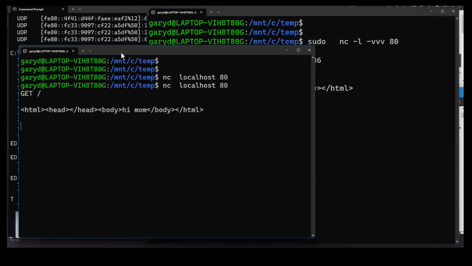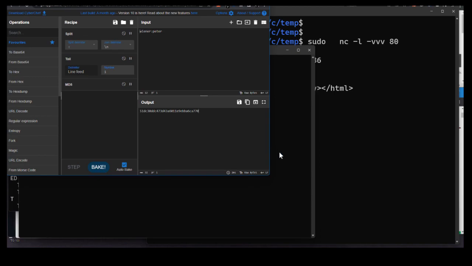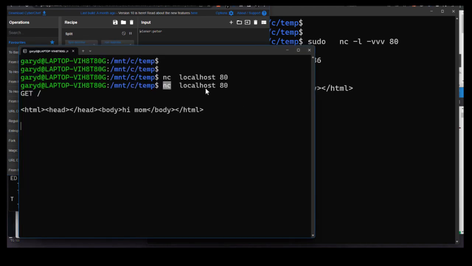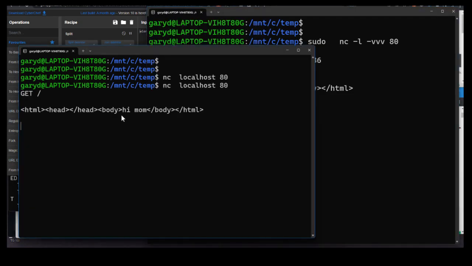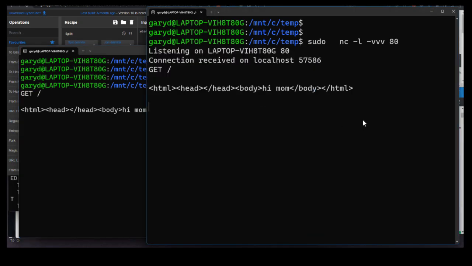TCP is connecting your client. In this case, it's Netcat. Sometimes it's Telnet. Sometimes it's a web browser, right? It's connecting your client to the server. In this case, it's localhost. Sometimes it's YouTube. Sometimes it's Google. And it's connecting it on port 80 or 443 or some other weird ports that are happening, okay?